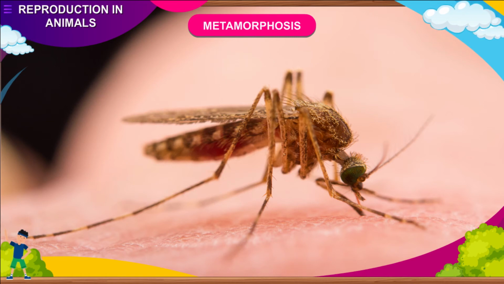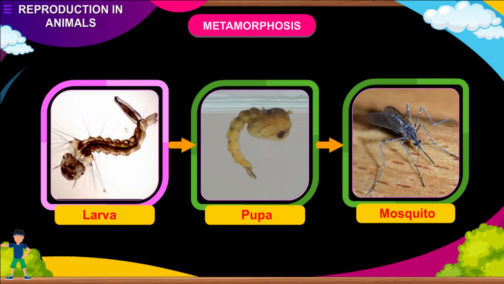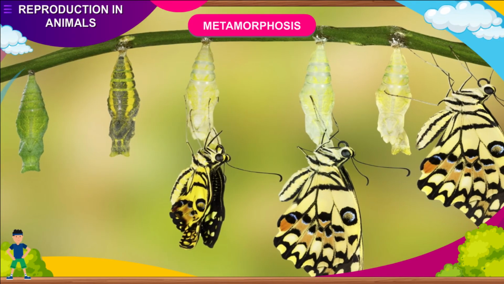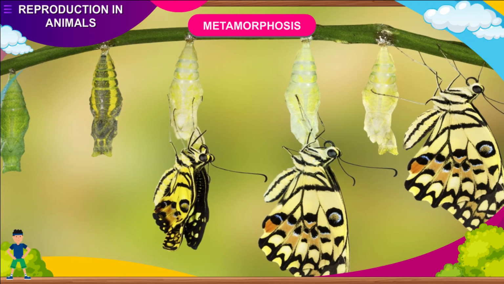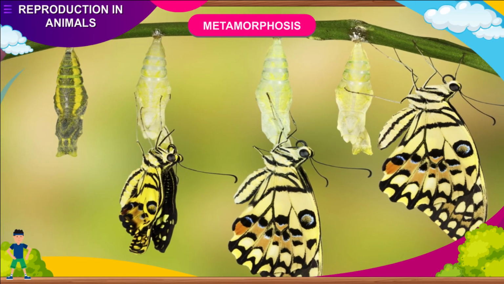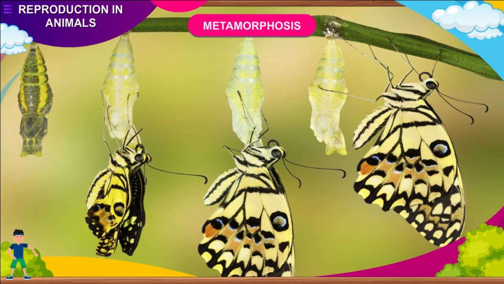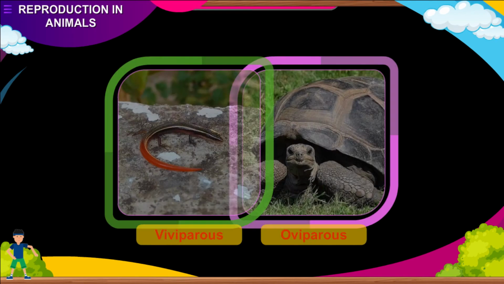In mosquito, when the eggs hatch, a worm-like larva comes out of each egg. In about 2 weeks, it changes into an encased form called pupa. The pupa changes into a mosquito inside the case, and in about a week, the mosquito comes out of the case. Butterflies and moths also pass through the larva and pupa stages before they develop into a winged adult. This process of change in which a larva is transformed into an adult is called metamorphosis.